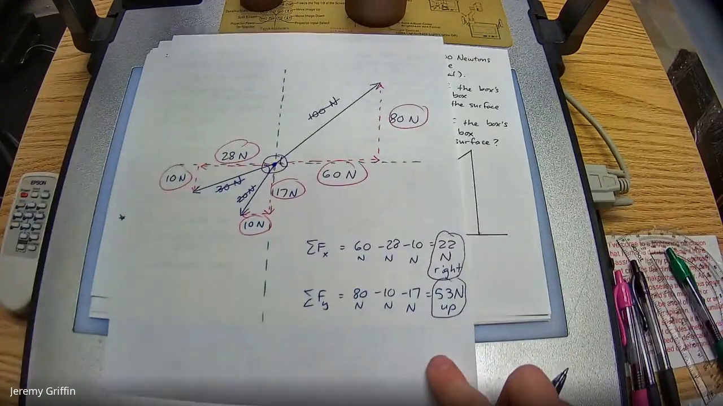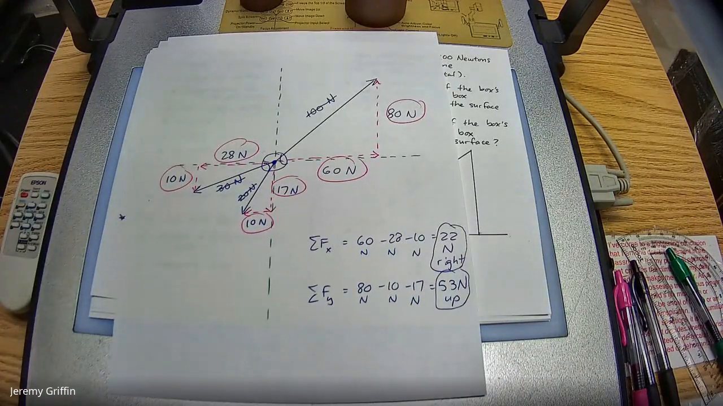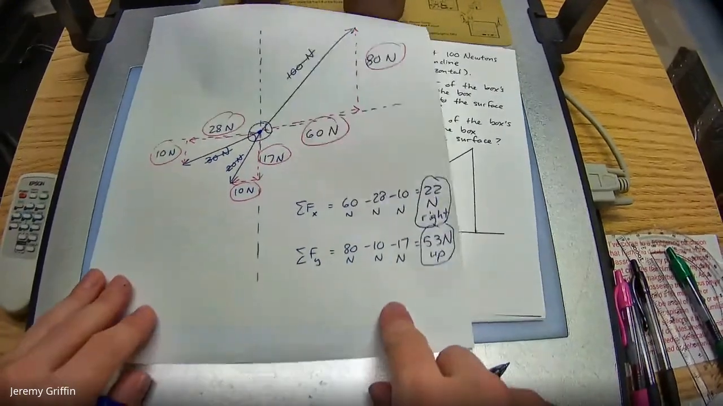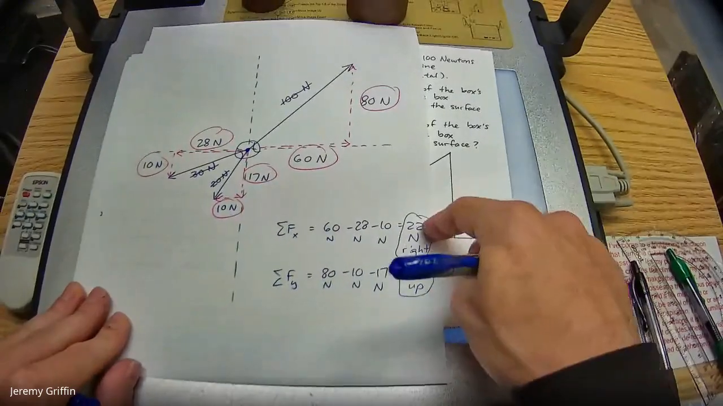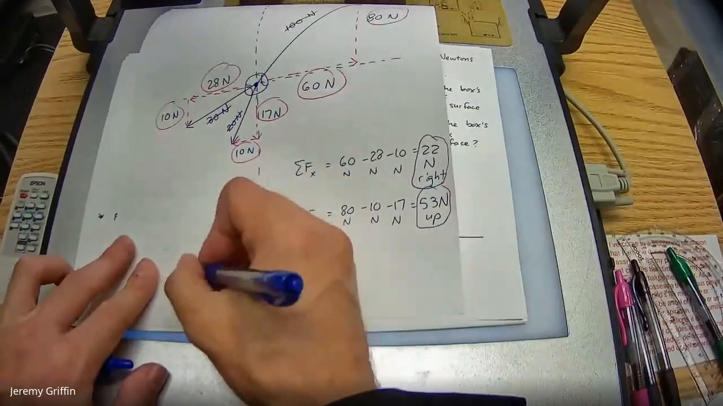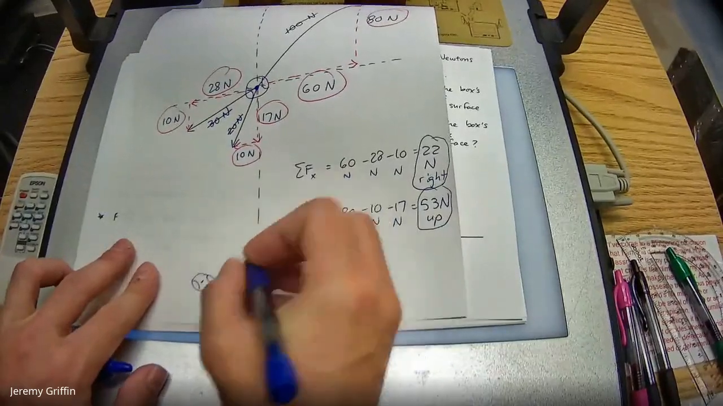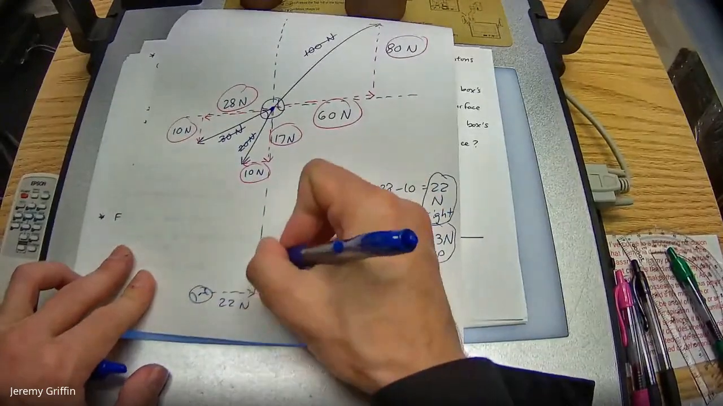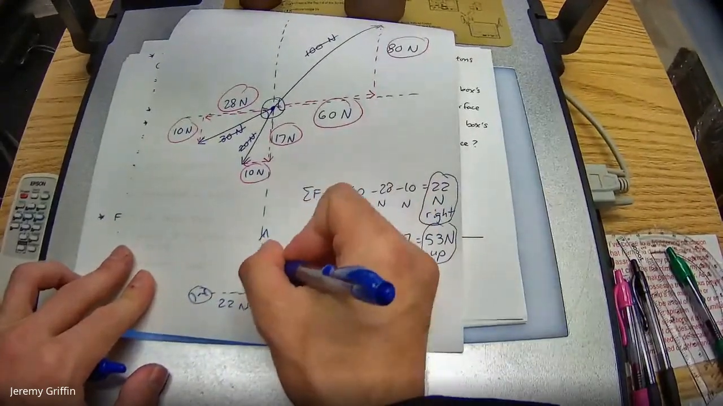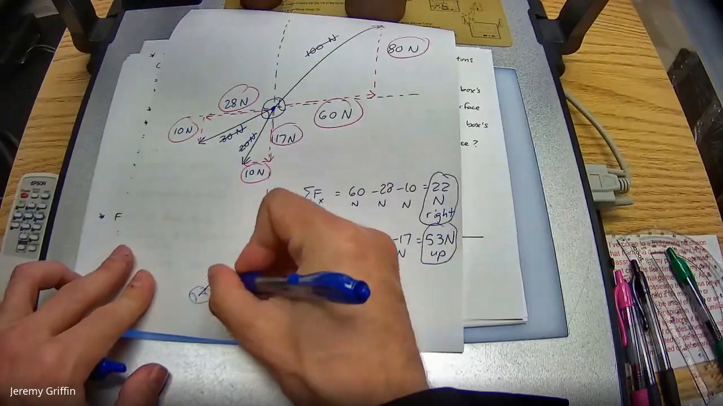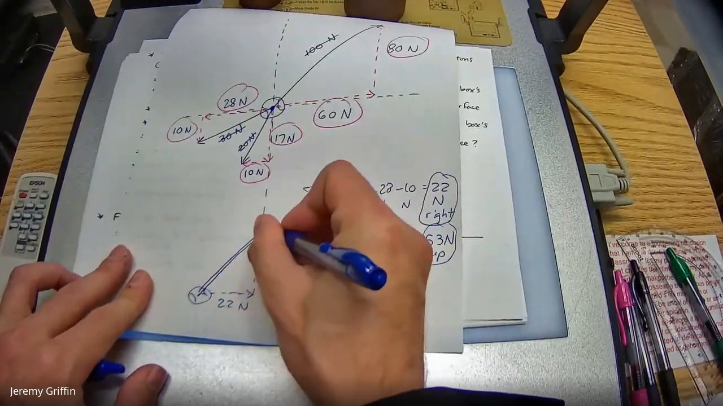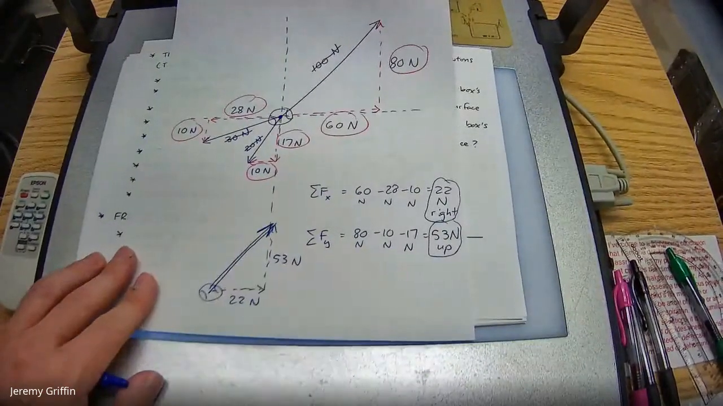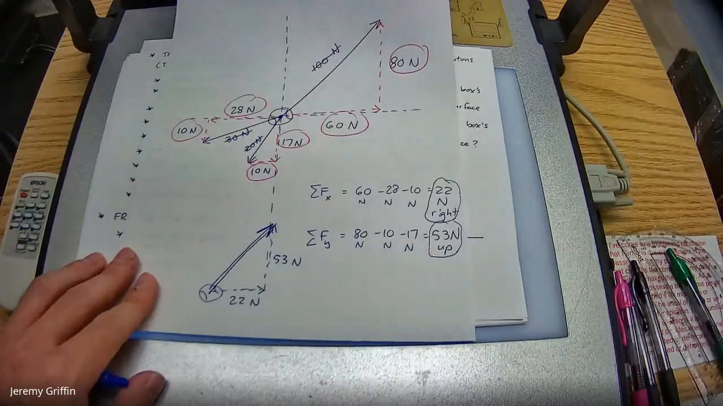Got that? So the last thing I could do is put those components back together. I could say that overall this ball is going 22 newtons to the right, 53 newtons up. So it's going to look something kind of like this. The overall effect is going to be a little bit to the right and then a good deal up. So you pull up something like that. You guys get that? Put everything back together at the end.